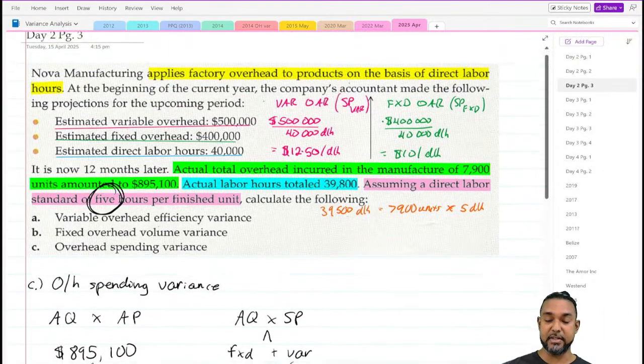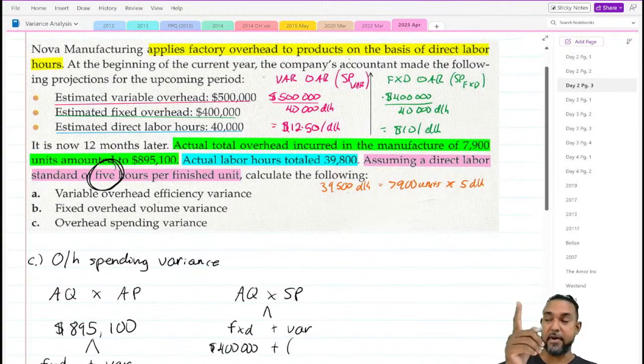Now remember, it said at the top there in yellow, they apply factory overhead on the basis of direct labor hours.